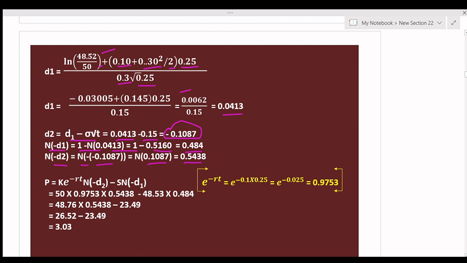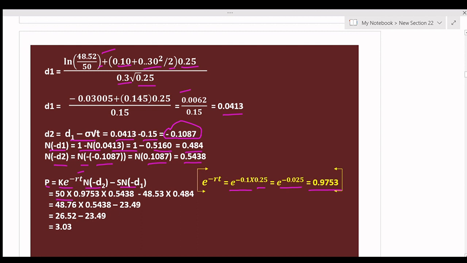Now put the value here: P, the price of the put option, is K into e to the power minus RT into N(minus d2), minus S into N(minus d1). Now e to the power minus RT is e to the power minus 0.1 into T, which is 0.25, that is e to the power minus 0.025, and it comes to 0.9753. Put the value here.